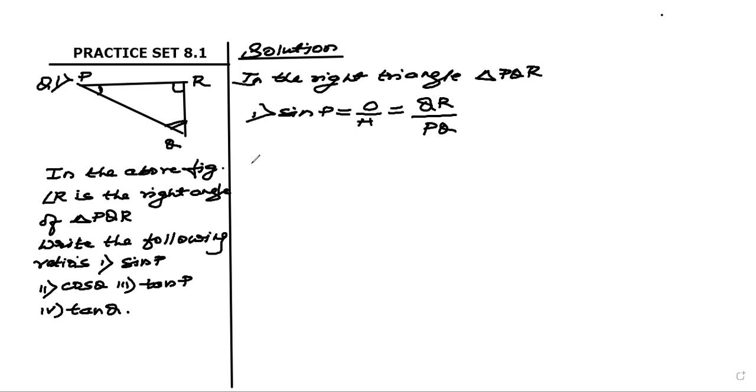The next one, children, just have a look here. They want cos Q. Cos Q is R. Sine is O, cos is R. R is adjacent side upon hypotenuse. So for angle Q down here, can you see angle Q, children? Which is the adjacent side? The side containing angle Q.